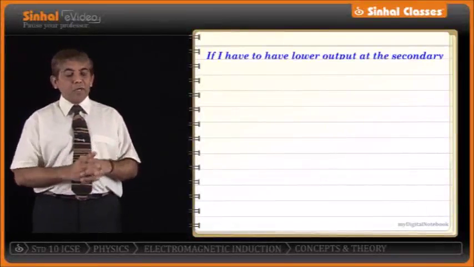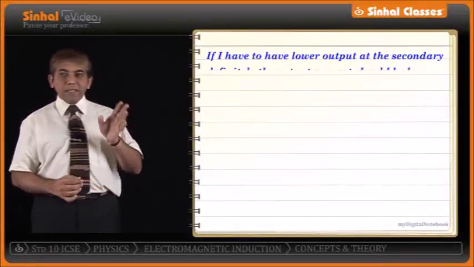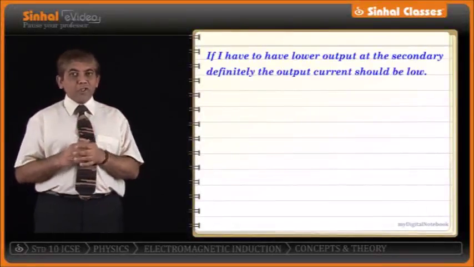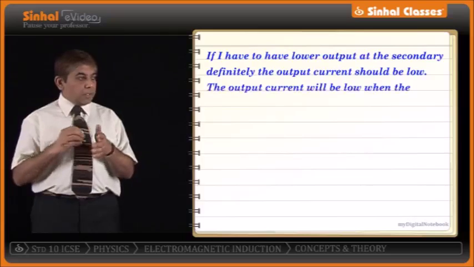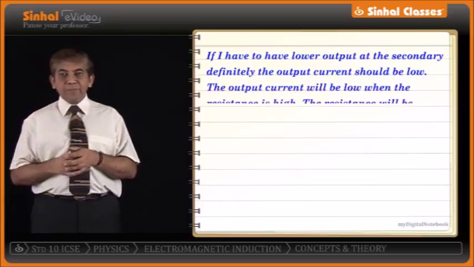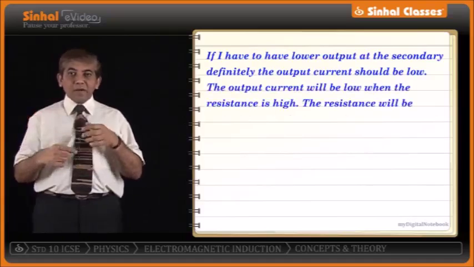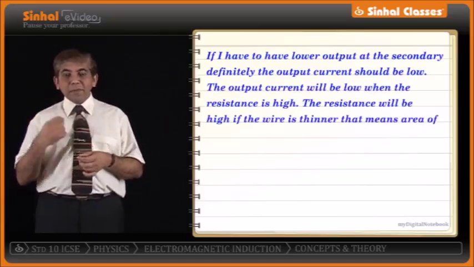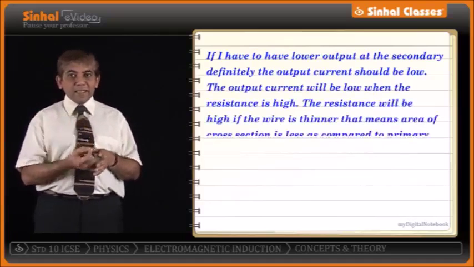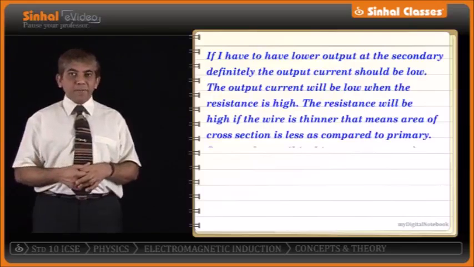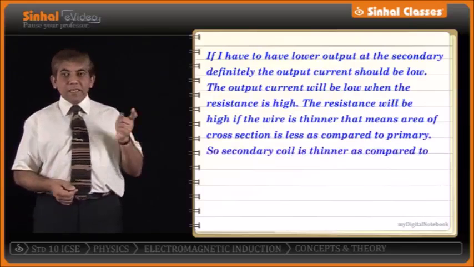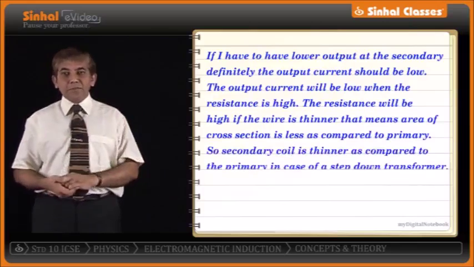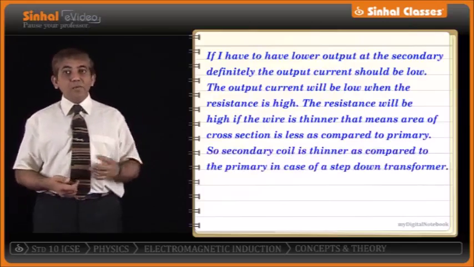If I have to have lower output at the secondary, definitely the output current should be low. The output current will be low when the resistance is high. The resistance will be high if the wire is thinner. That means area of cross-section is less as compared to primary. So my secondary coil is thinner as compared to the primary in case of a step-down transformer.